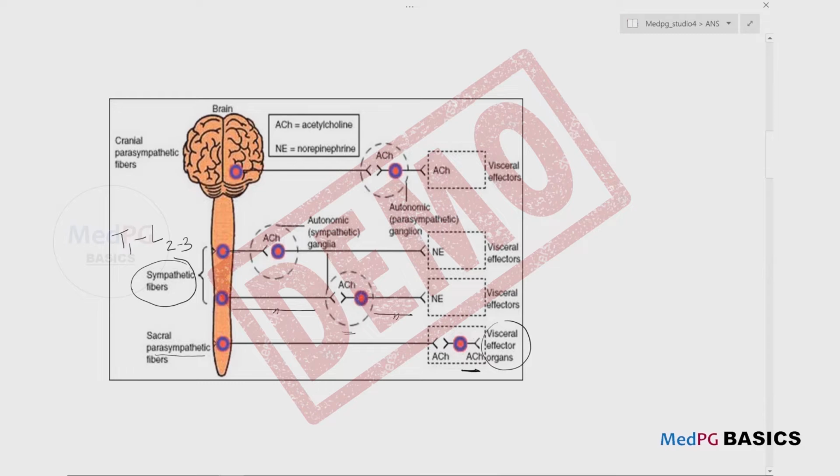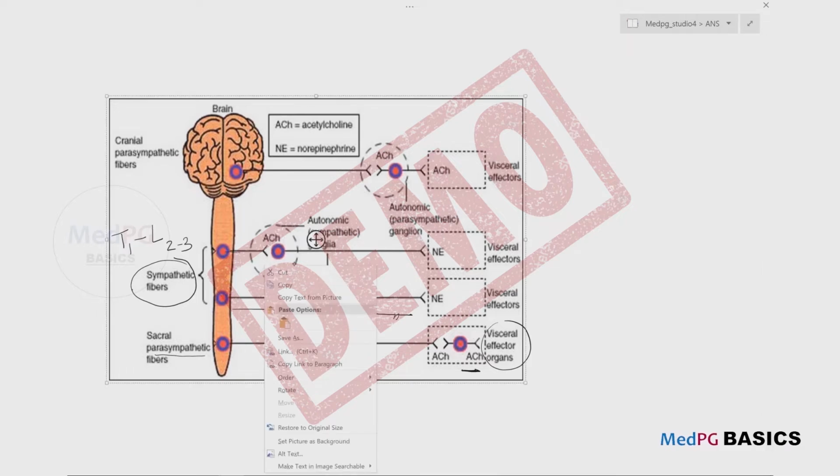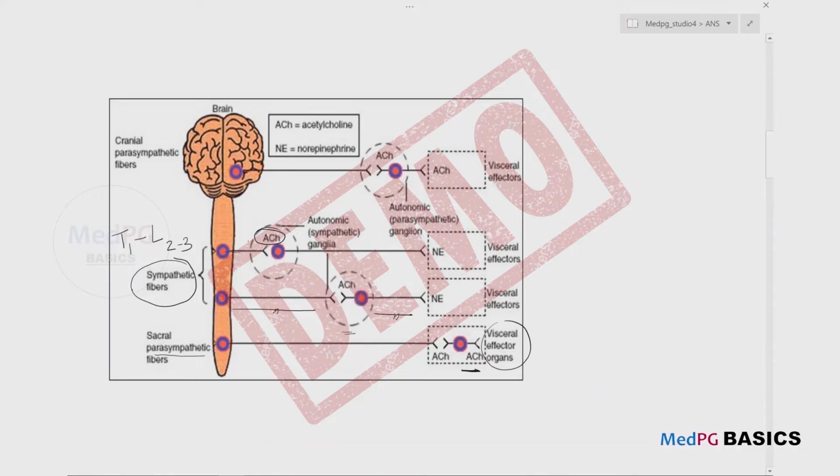Now coming to the neurotransmitters, the neurotransmitter at the preganglionic fibers is acetylcholine. Whether it is sympathetic or parasympathetic, it is acetylcholine. Whereas in the postganglionic neurons, in case of sympathetic fibers, they release norepinephrine in most of the places, except a few areas. One such area is the sweat glands, where the pre and postganglionic fibers release acetylcholine.